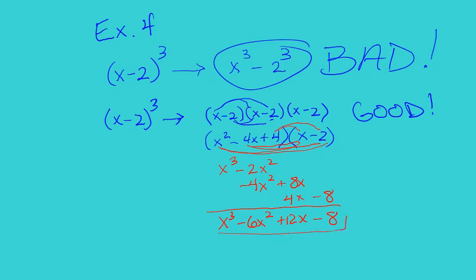And there's our answer. So that's the correct way. It's not x cubed minus 8, right? That's bad. Bad. It is all of that, and that is good.